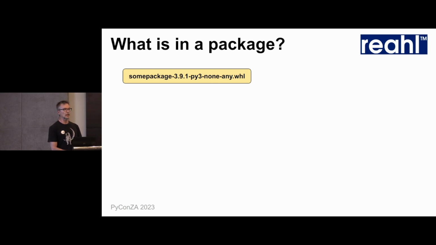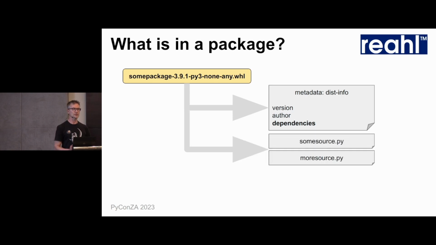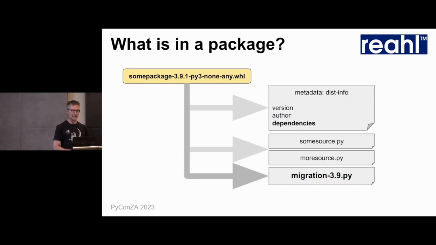What is in a package typically, and I'm just going to talk about the real main things here. Typically, a package these days is a wheel, which is a compressed archive, which contains a bunch of metadata about your package. Most importantly, maybe for this talk, is the fact that it knows which other packages it's dependent upon and at which version. And then, of course, it's got all your source code in it. So what we really wanted to do is to add your migrations to this as well.